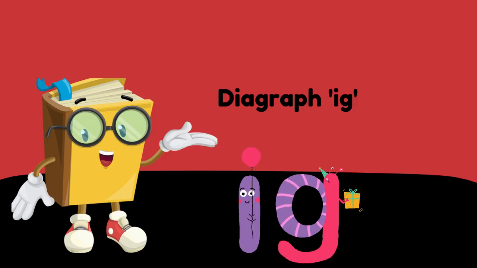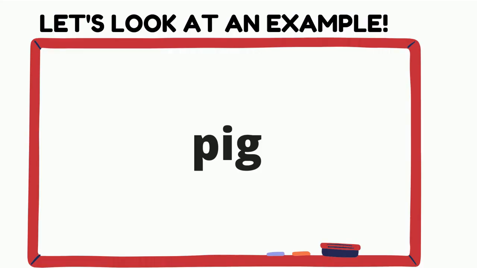The digraph is ing. Ing makes the sound ing. Let's look at some examples with this digraph. The first word is ig, ig, ig, and you get the word pig.